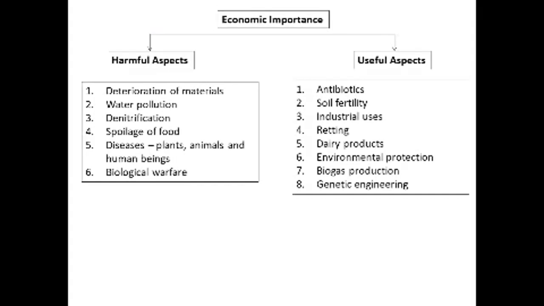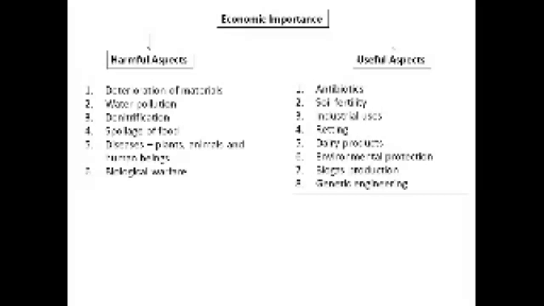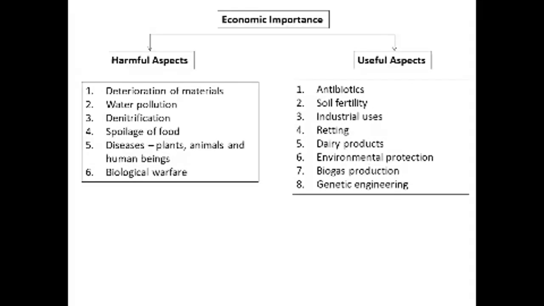Biological warfare. Pathogenic bacteria, such as those causing anthrax, botulism, cholera, tuberculosis, etc., are also used as very strong weapons to be used against the enemy. Their effects are long-lasting and far-reaching.